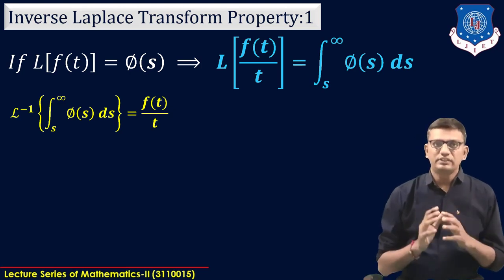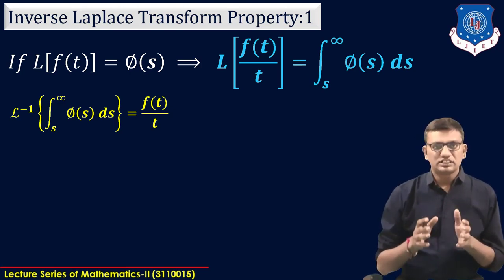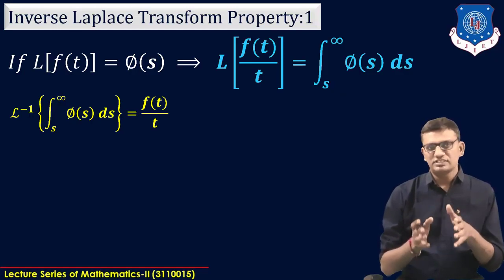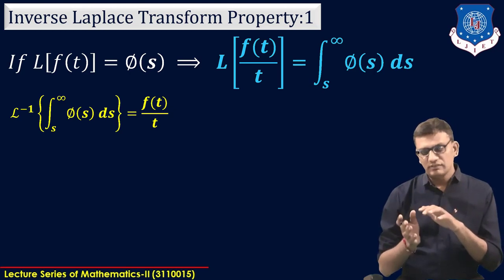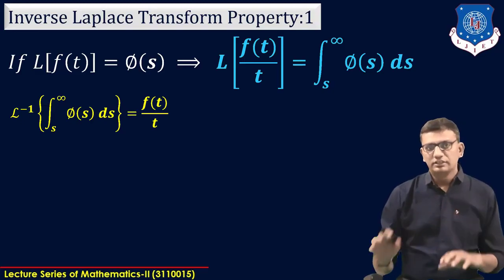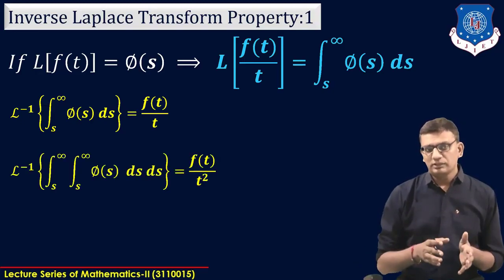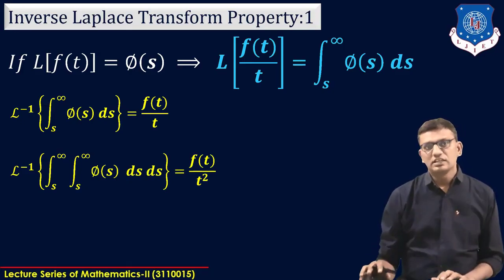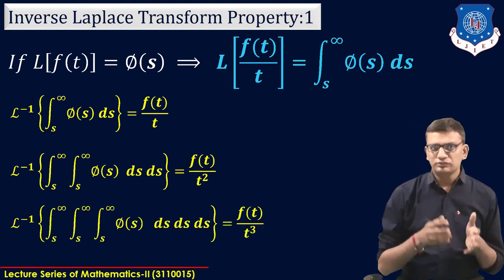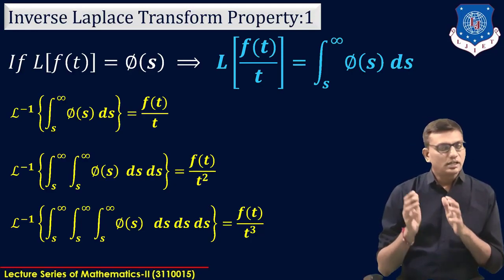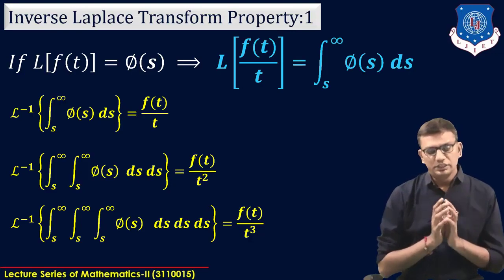That means when ft is divided by t in the Laplace transformation, we take the integration of the Laplace of ft. That means we are taking the one-time integration of phi of s, where phi of s is the Laplace of ft. In the reverse process, for the integration of phi of s, we divide ft by t. Now, if we have inverse Laplace of 2 times integration of phi of s, then we get ft divided by t square. If we take the inverse Laplace of 3 times integration of phi of s, then we get ft divided by t cube.